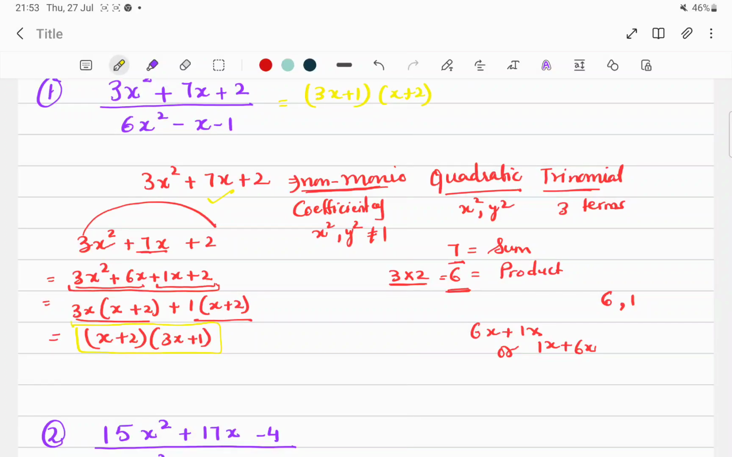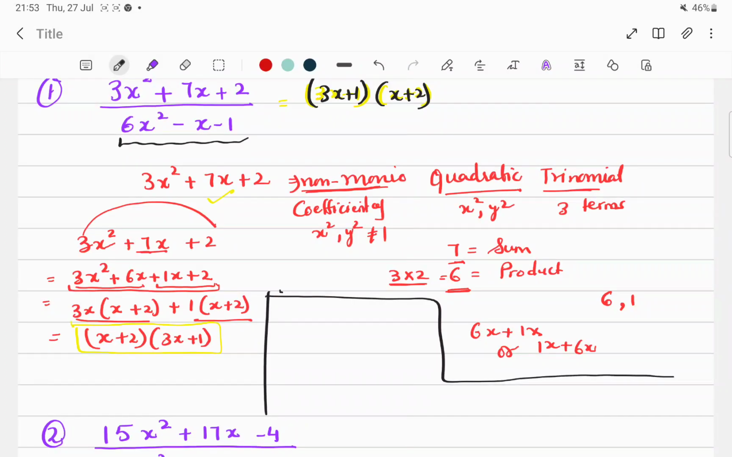Again, you can write it in any order. You can write x plus 2 first and then write the other part. Now the second thing, so I rewrite it: 3x plus 1 and x plus 2. Now we have the second part here, and the second part is 6x squared minus x minus 1. So here I am going to solve that part.